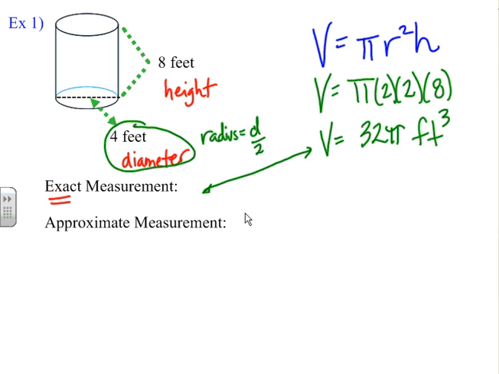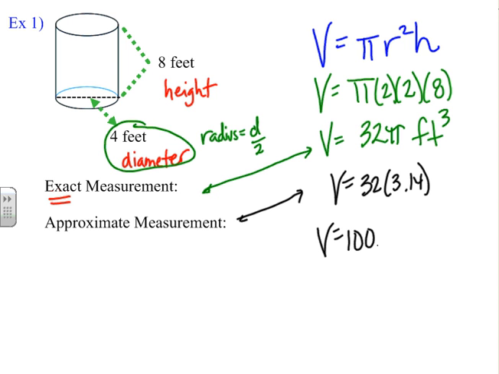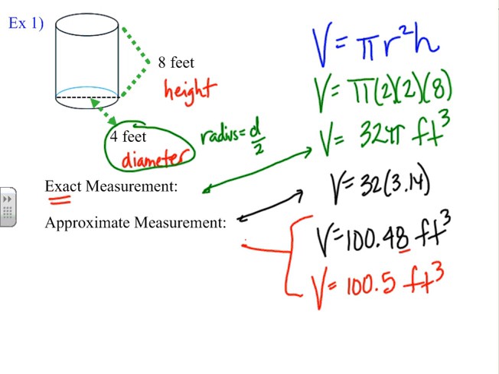Now if I want to find the approximate measurement for my cylinder, I will use the approximated value of 3.14 for pi, and we know it's a lot bigger than that. Using a calculator, 32 times 3.14, we will get 100.48, which is 48 hundredths. And again, that's still going to be feet cubed. You have to remember, if we are rounding to the nearest tenth, we're going to look at that 8 and remember our rounding rules, and then it becomes 100.5 feet cubed. So these are our approximate measurements.